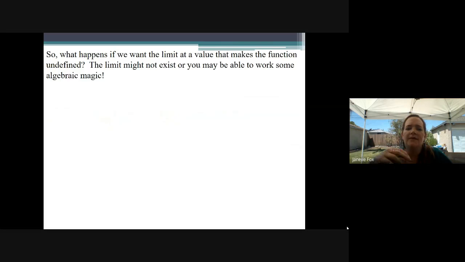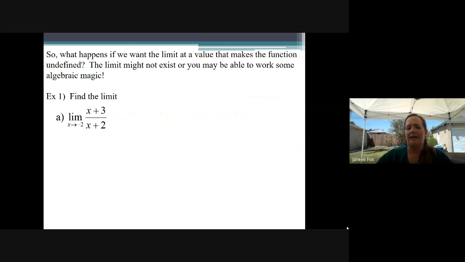The limit may not exist. That actually could be the answer: the limit does not exist. Or, you may be able to work some algebraic magic. I wouldn't really call it magic, but just doing some algebra, like factoring, would be able to make it work. So let's dive right in and do some of these examples.